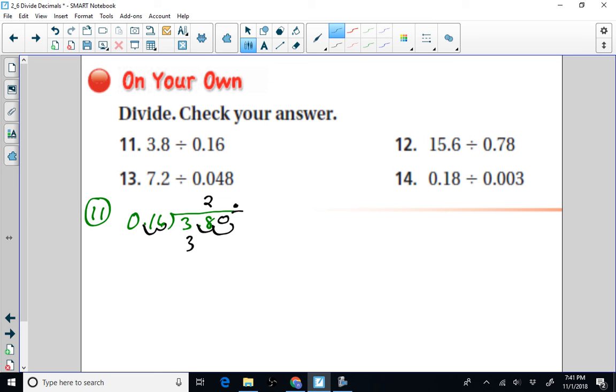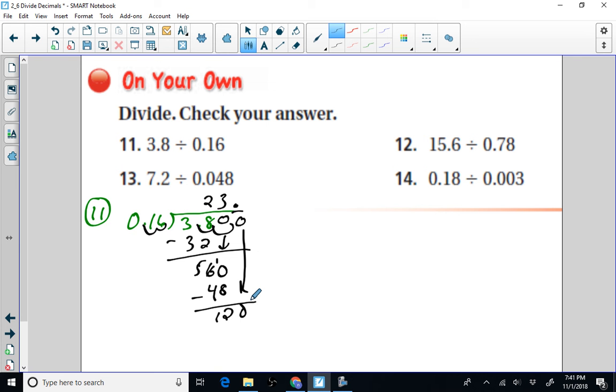2 times 16 is 32. Subtract, I get 6. Bring down the 0. 16 goes into 60 3 times. 3 times 16 is 48. Subtract, I get 12. Add a 0. Bring it down.